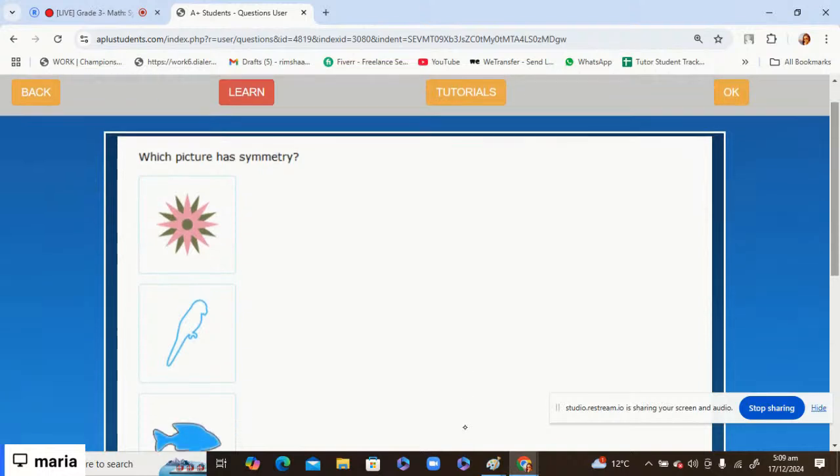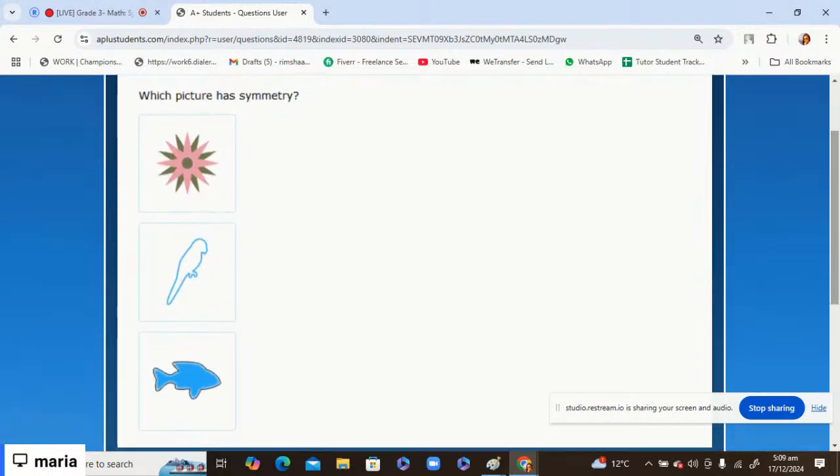All right, now you guys tell me which picture has a symmetry. Check these three pictures. Which picture has a symmetry when you see the first one, second one, and third one? Parrot, fish, and here is the flower. So which one has the same symmetry? When you cut into option one, very good.